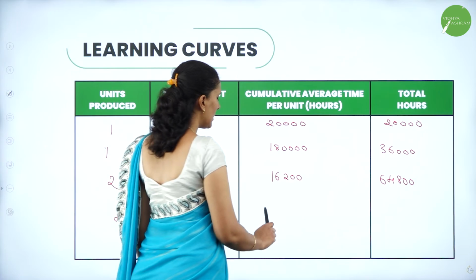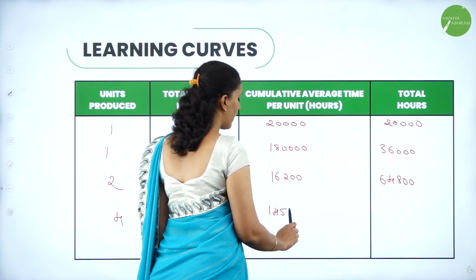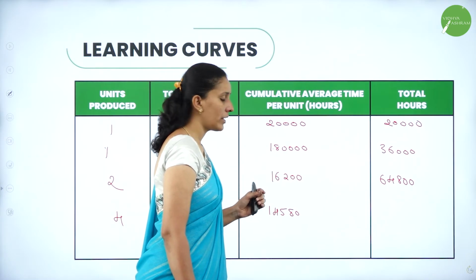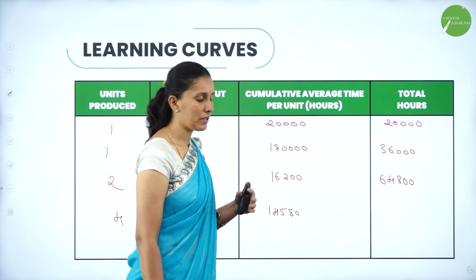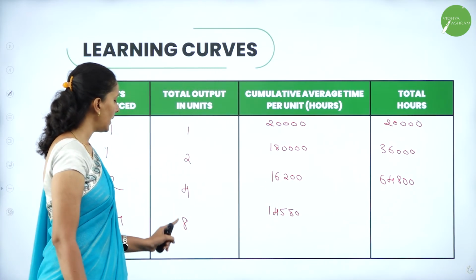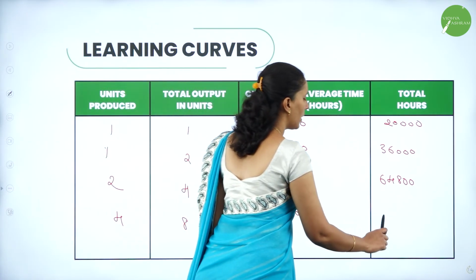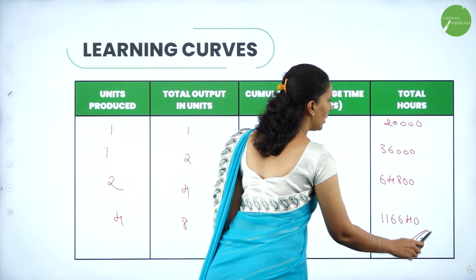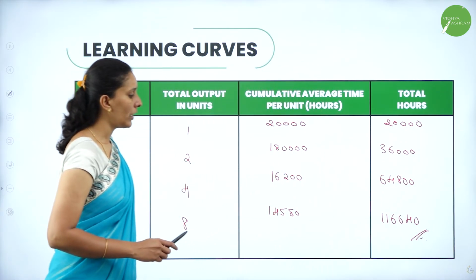Next again, 90% of the previous one. So I'll get the answer as 14,580. So that is multiplying by 0.9 each time to the previous one, which is nothing but 90%. So when you multiply it, you will get this value, this into 8. So the answer you will get is 116,640. So this is the total labor hours.